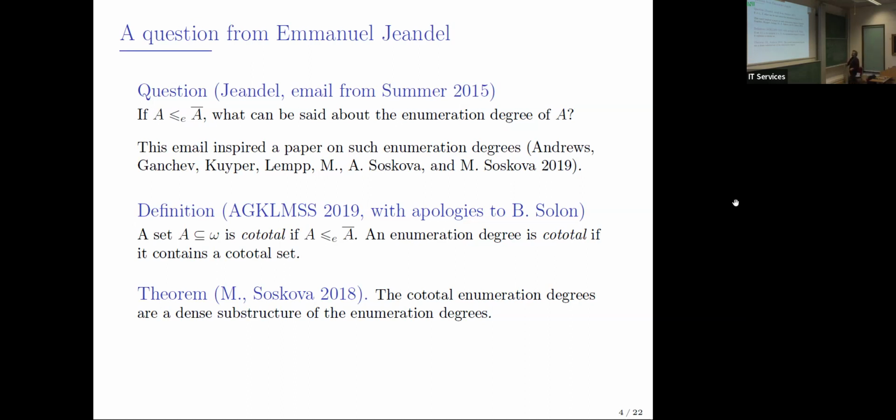But I do want to say, why do all total degrees have this property? Why does total imply cototal? For degrees, at least? Well, because A join A complement is cototal. I mean, it's obvious, A join A complement is obviously enumeration below its complement, which is A complement join A. Okay.